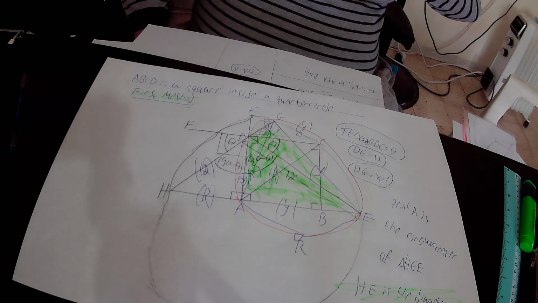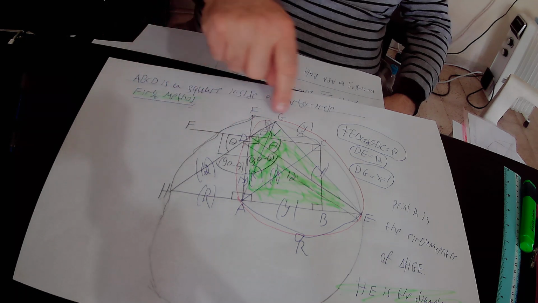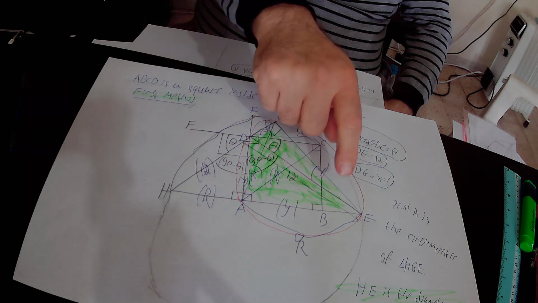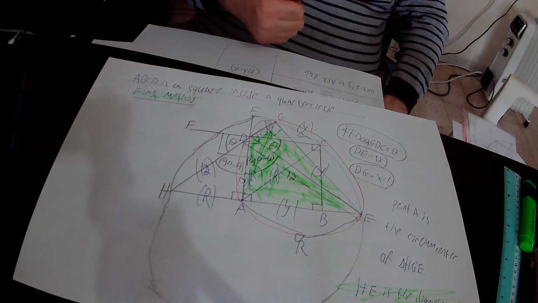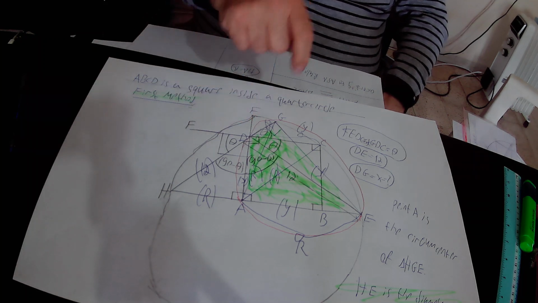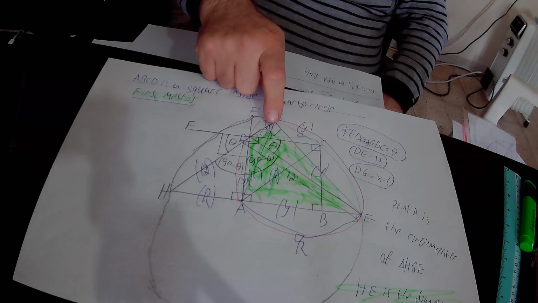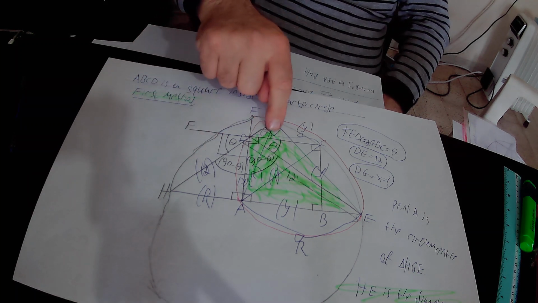And because this peripheral angle HGE is subtended on HE, that is the diameter of the circle, we know that any peripheral angle that is subtended on the diameter of the circle must be equal to 90 degrees in size. Therefore, this peripheral angle must be equal to 90 degrees. So, peripheral angle G equals 90 degrees in size.